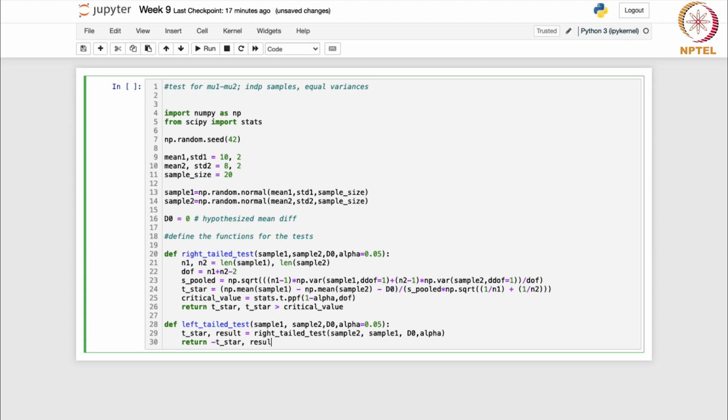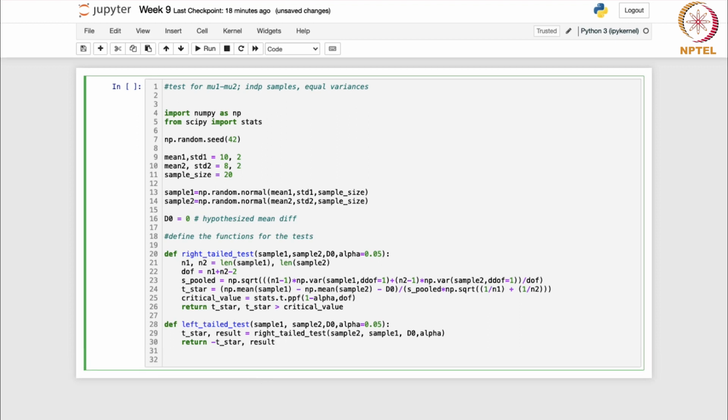And the result. Okay, so the negative of this calculated test statistic would be obtained, because we are doing the negation since the direction of the test is reversed, from right tail to left tail. So this is one way of doing it.